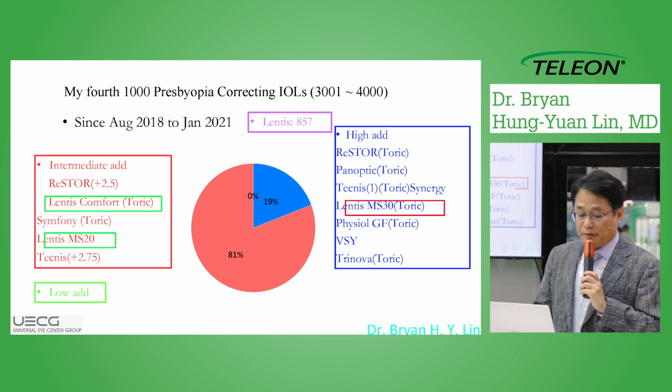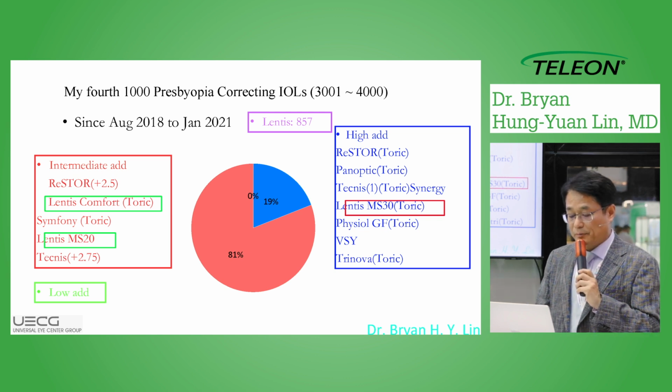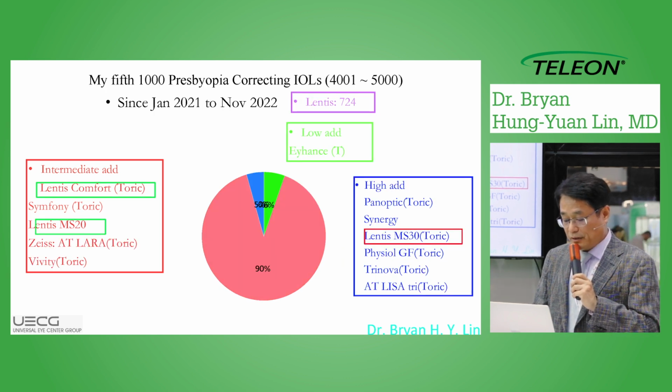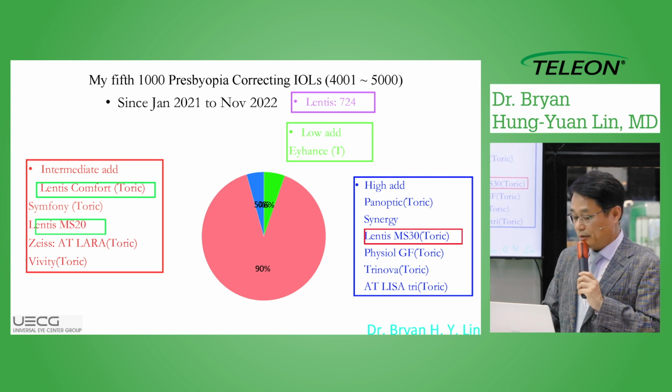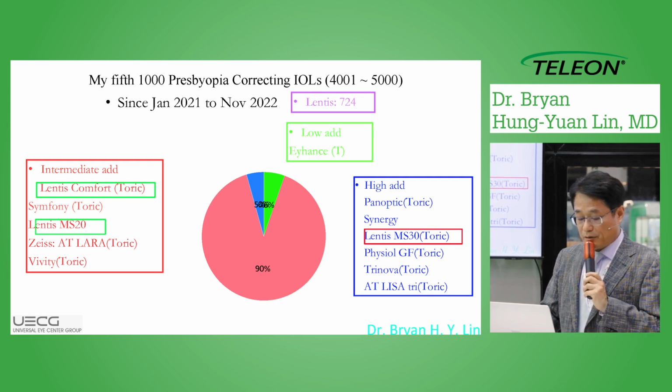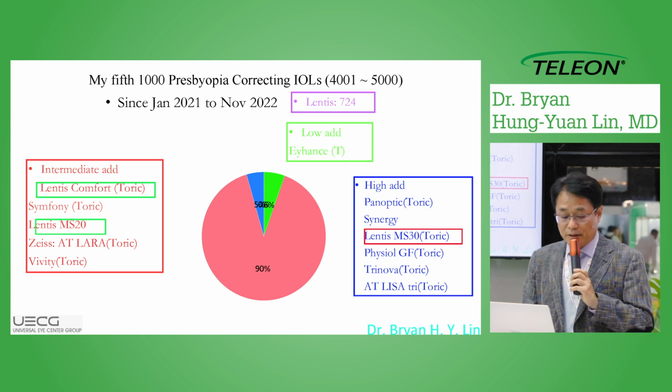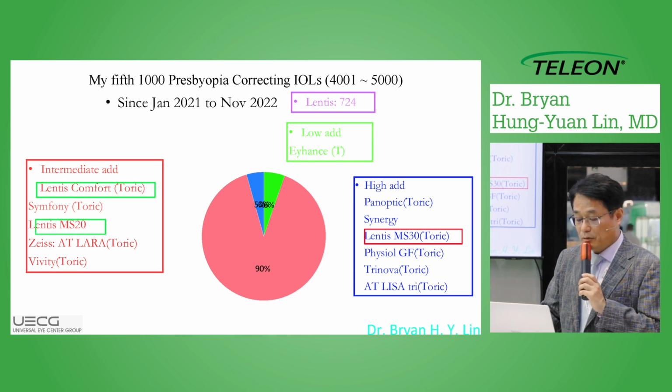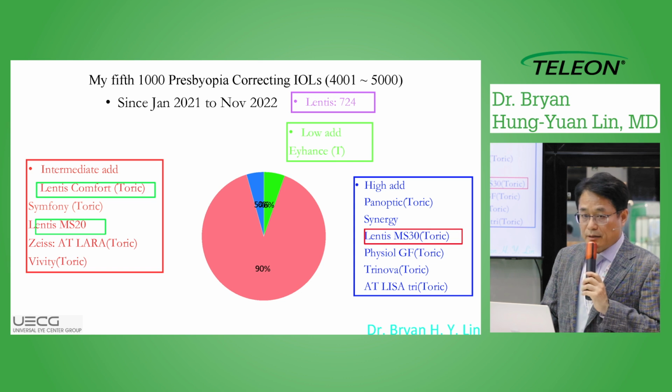During my fifth 1,000 presbyopia IOL implantations, the use of intermediate IOLs increased significantly, reaching 90% of my cases. Additionally, I began incorporating low-add multifocal IOLs during this period. However, I still use the LENTIS IOL in more than 700 of these 1,000 cases.